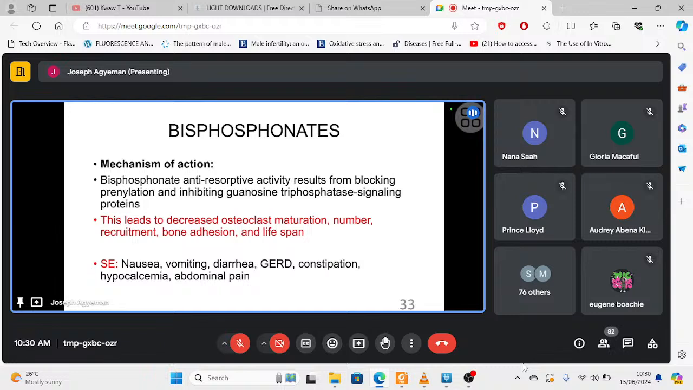Unfortunately, they can cause nausea, vomiting, diarrhea, GERD, constipation, and hypocalcemia because they are not going to allow bone resorption. If bone resorption occurs, you get some calcium back into blood. They are making sure that calcium stays within the bone, and therefore it's not surprising that they are causing hypocalcemia and some level of abdominal pain.